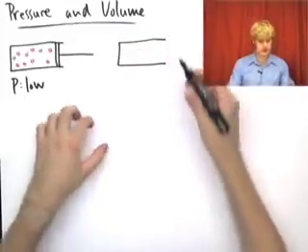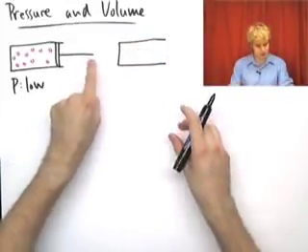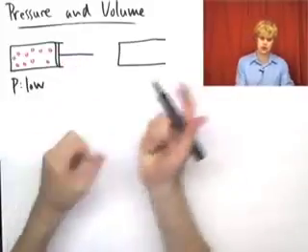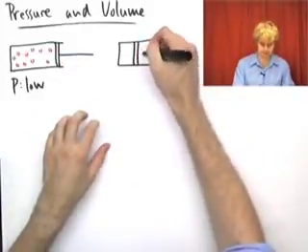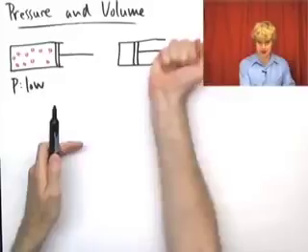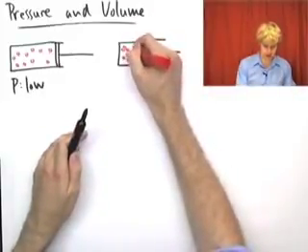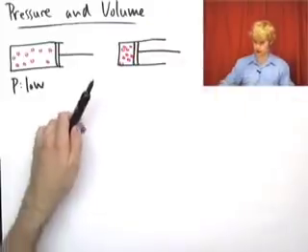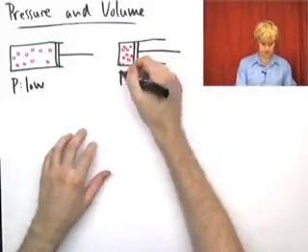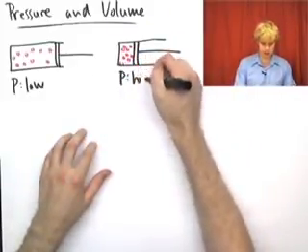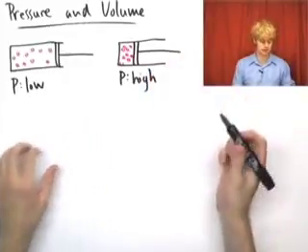But as we've learned previously, because gas is compressible, I can put pressure on this piston and push it further into the container. And what's eventually going to happen after I've increased the pressure is that I'm going to have all these gas particles squeezed into a much smaller area. So over here, the pressure is much higher.